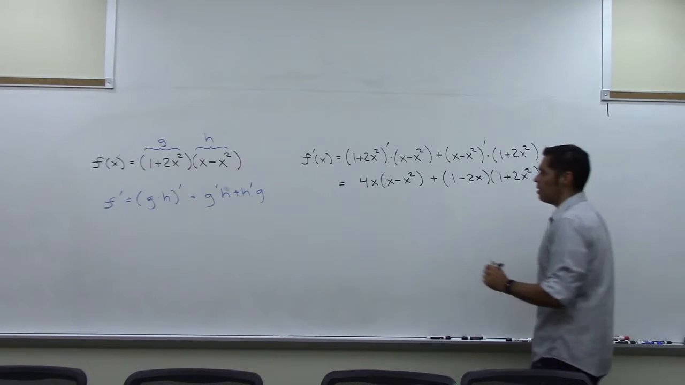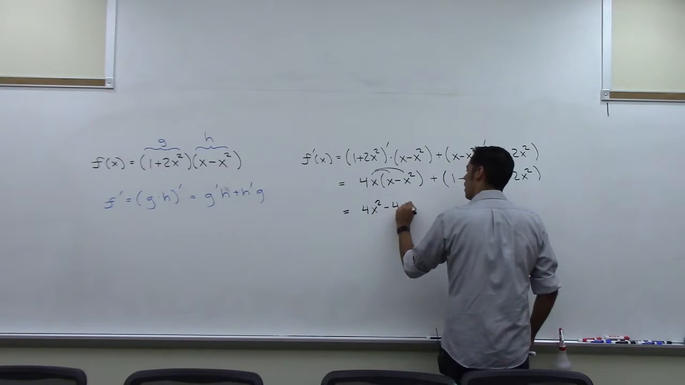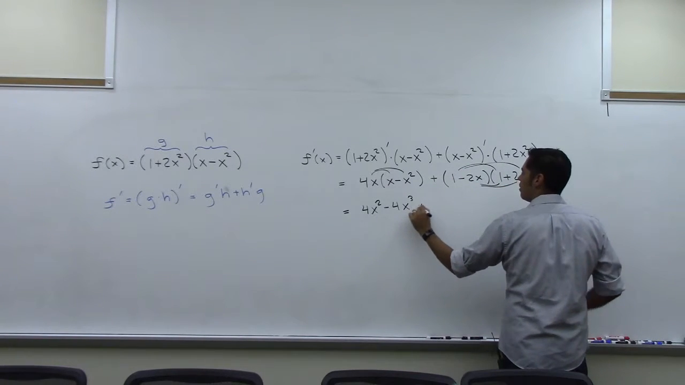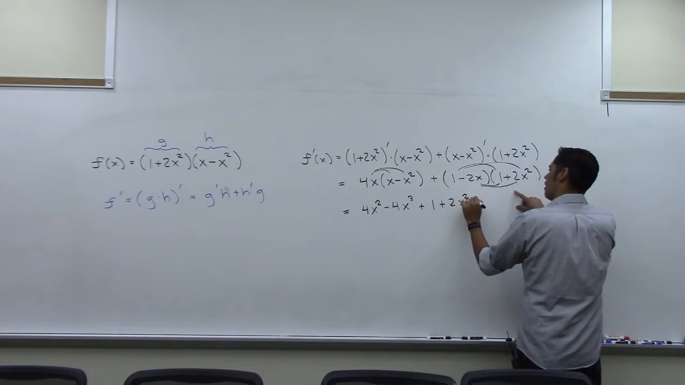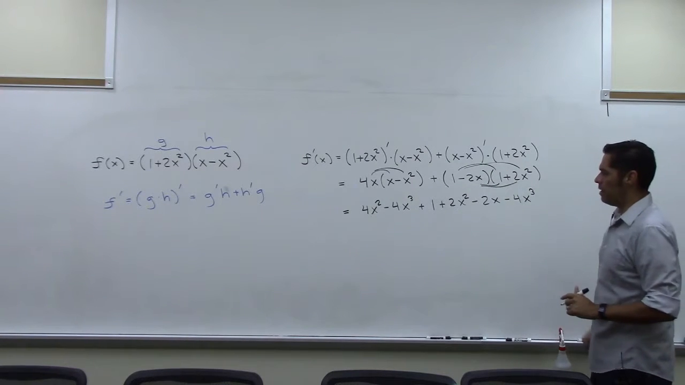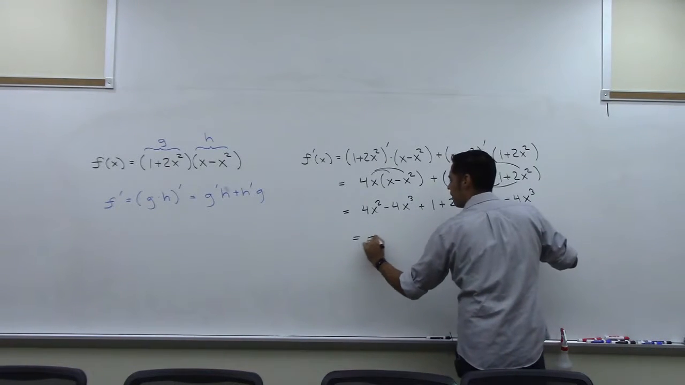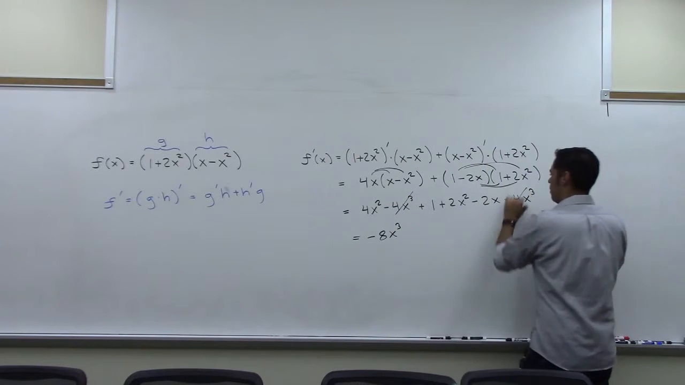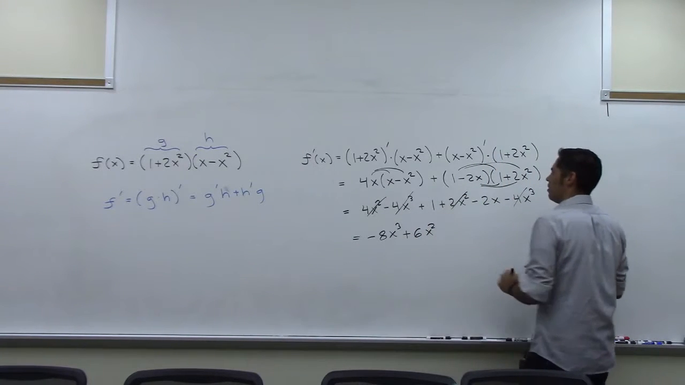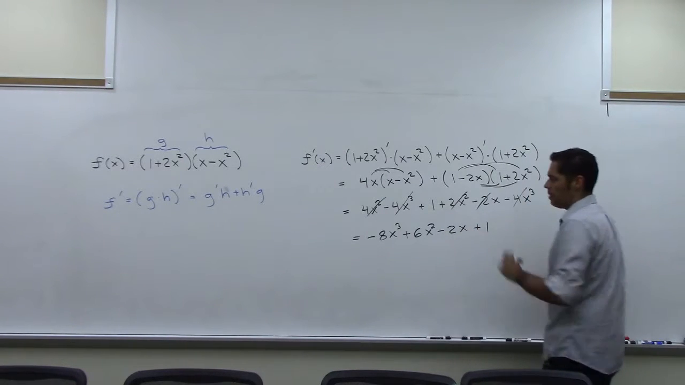I could come through and clean this up. I could distribute through here. I could have 4x squared minus 4x cubed. And then here I could multiply this, expand this out. I would get plus, let's see, 1 plus 2x squared minus 2x minus 4x cubed. So that's what I get when I multiply all that out. Then I could collect like terms together, and it looks like I'm going to have negative 8x cubed. That took care of those. And then x squareds, I have 4 of them and then 2 of them, so 6x squared. Done with those. And then I have a minus 2x, and then I have plus 1. So that would be my derivative.